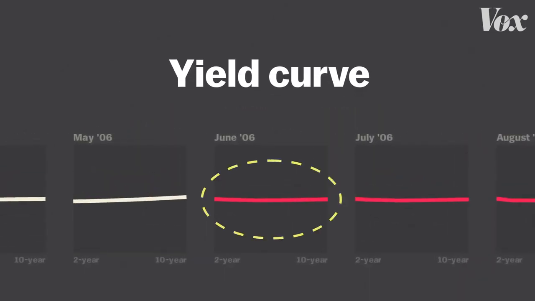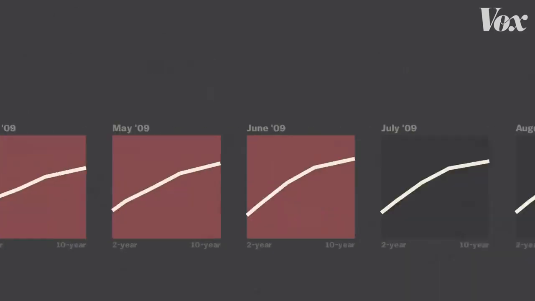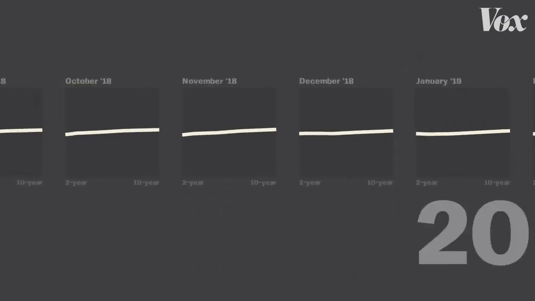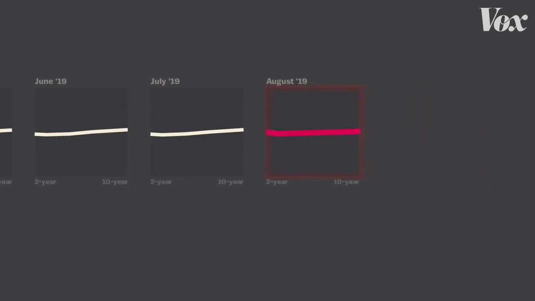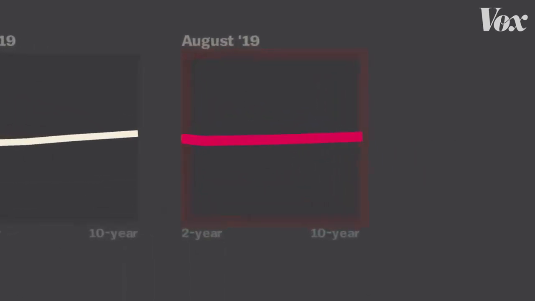This line is called the yield curve, and it's predicted every recession in the past half-century. And that's why some experts freaked out when this happened. A recession warning. Inverted yield curve. So, what the hell is this line?